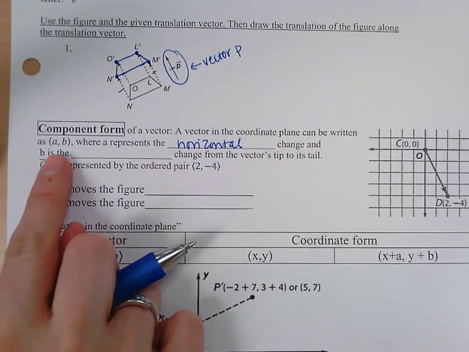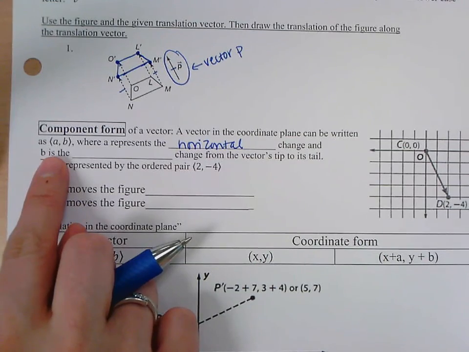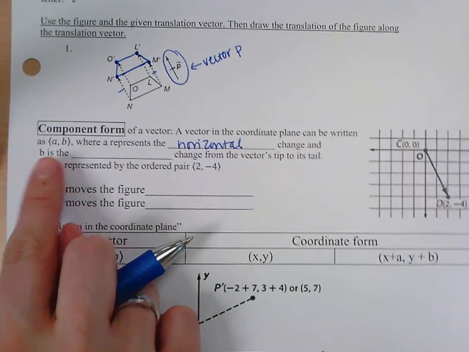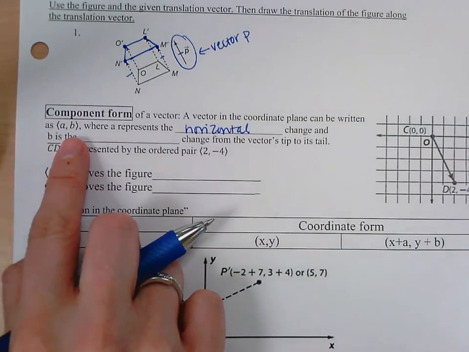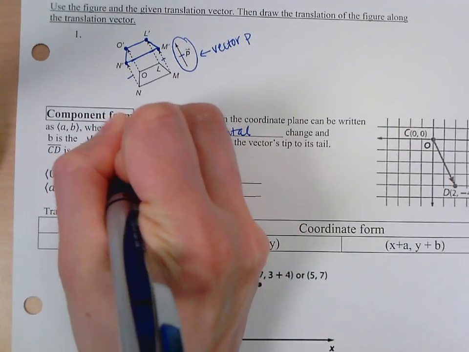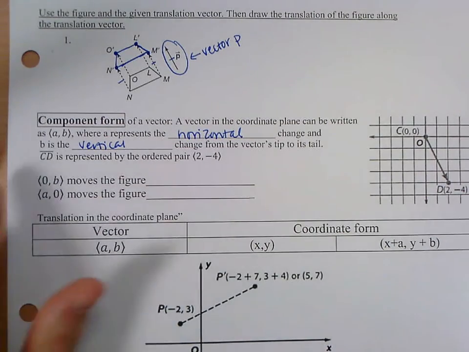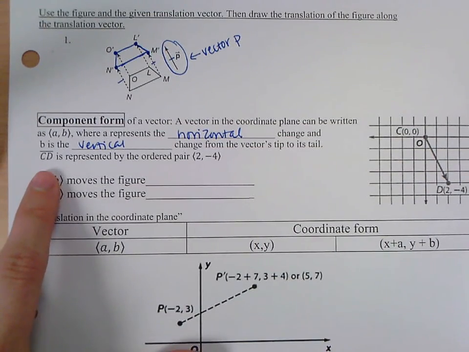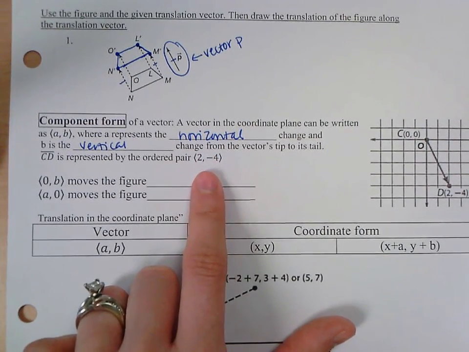Normally, if you think of an ordered pair, your x coordinate, the x-axis, is horizontal, so A represents the change in your x value, that horizontal change. And then B is in place of the y coordinate, and y is a vertical axis or a vertical change. So this is the vertical change, and that's the change from the vector's tip to its tail. And it shows here that segment CD is represented by this ordered pair, this component form of a vector.